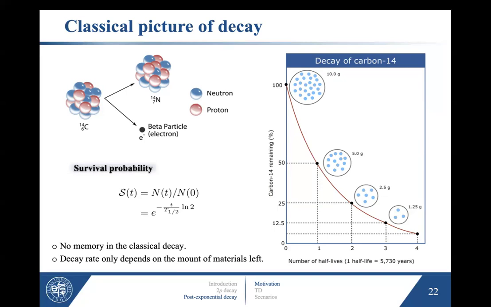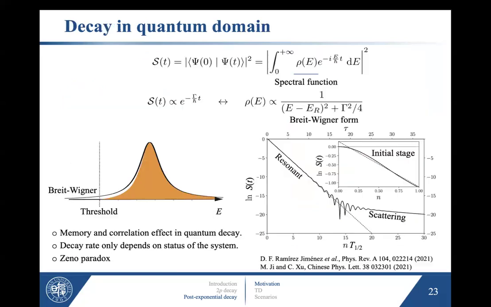And we can see that, for example, in this carbon-14, it has a very nice exponential decay curve, and it was widely used in archaeology to pin down the years. So it's really something that people have in mind. But in this quantum domain, the survival probability can be described as the overlap between the wave function at time t and the initial wave function. And this is equivalent to the Fourier transformation of the spectral function.